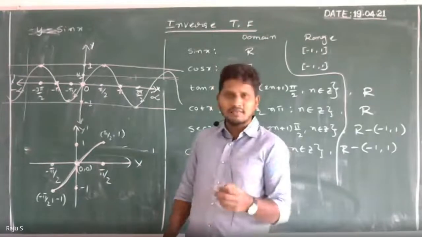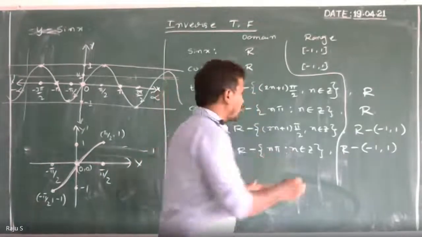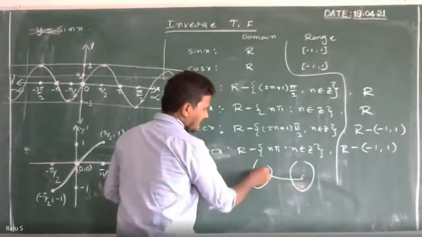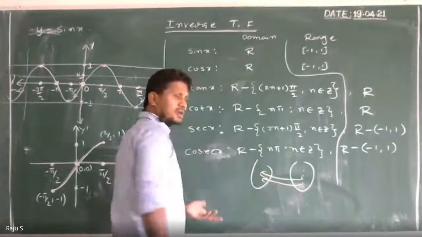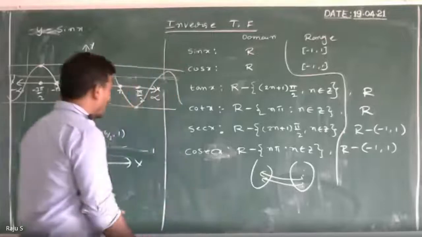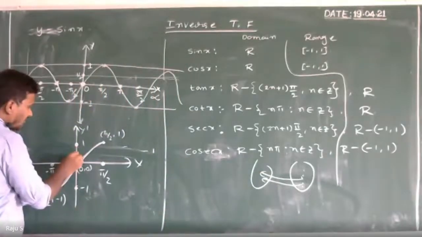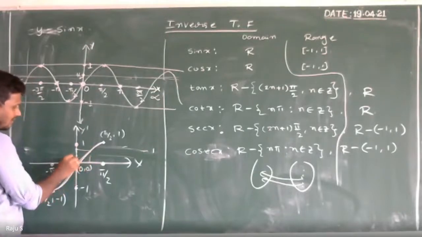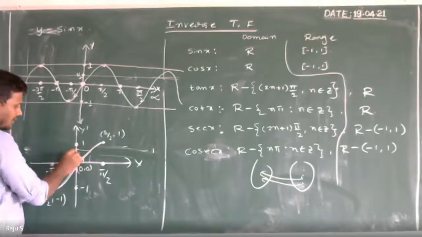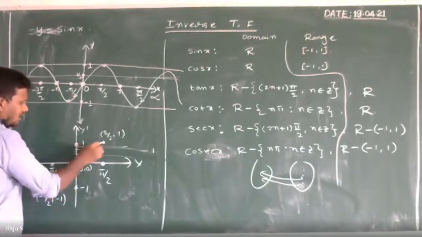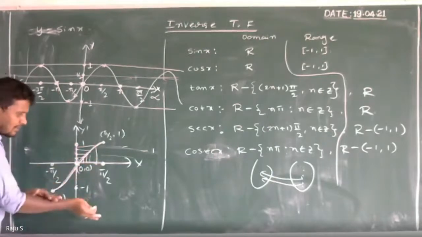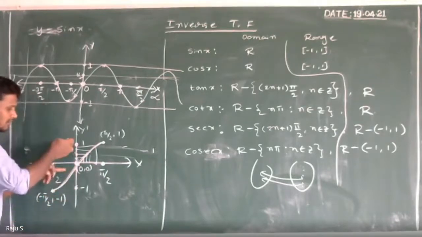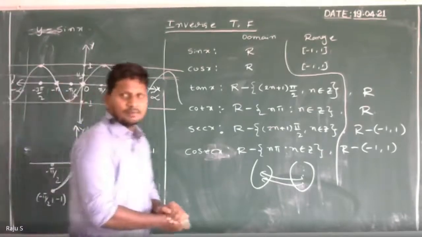Otherwise, for every value of the codomain, there should be an image in the domain. Nothing but for each and every value of y, there exists an x value. For example, taking y here, there is an x value; y here, there is an x value. Not just anywhere you take, for each and every value of y from minus 1 to plus 1, there exists an x value.